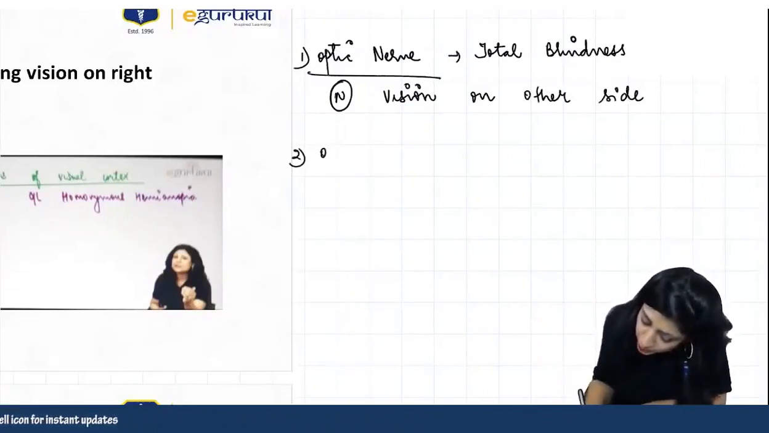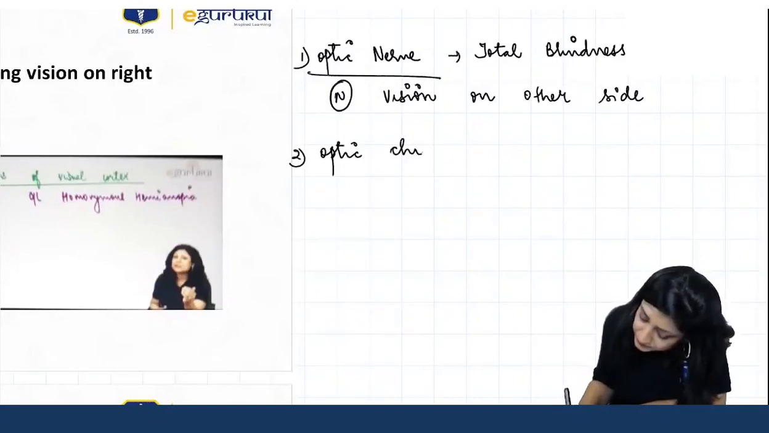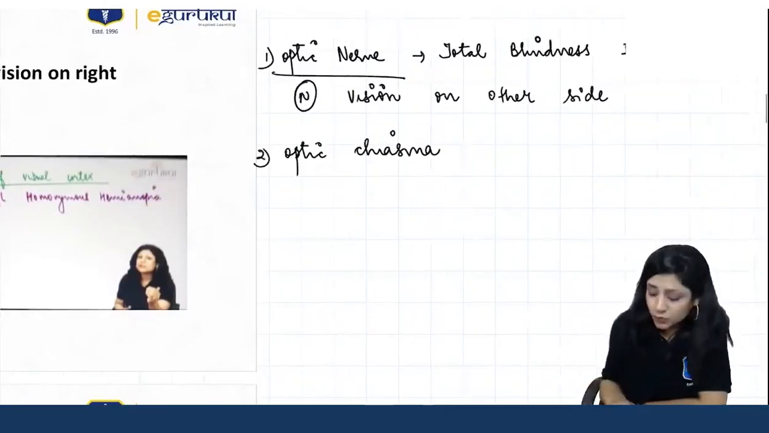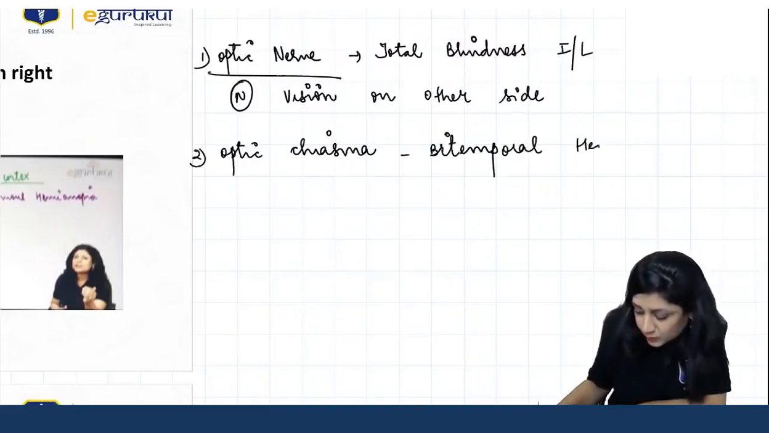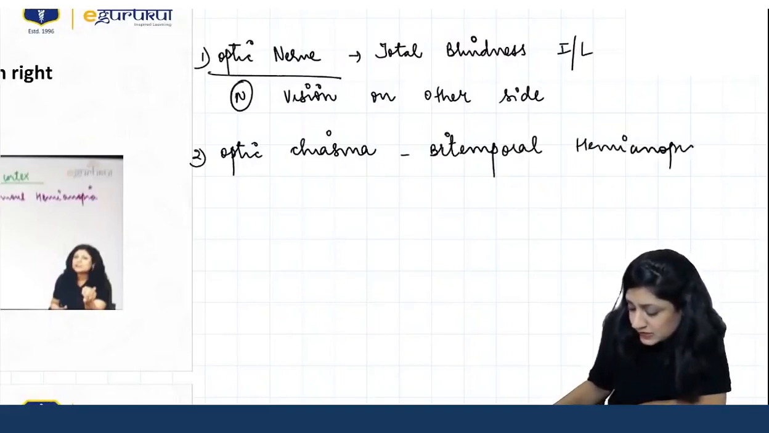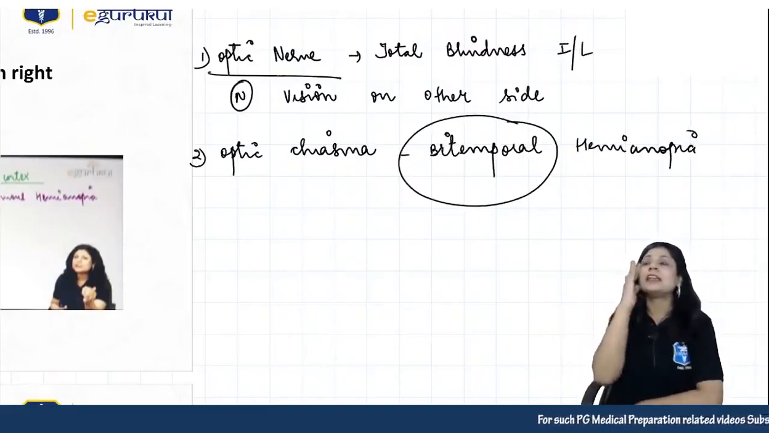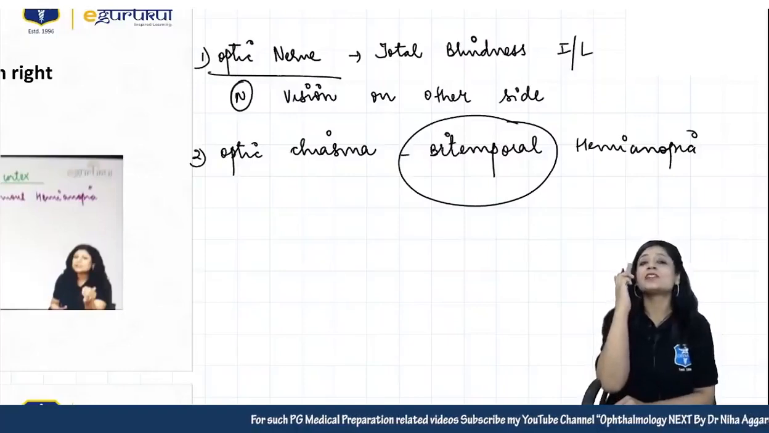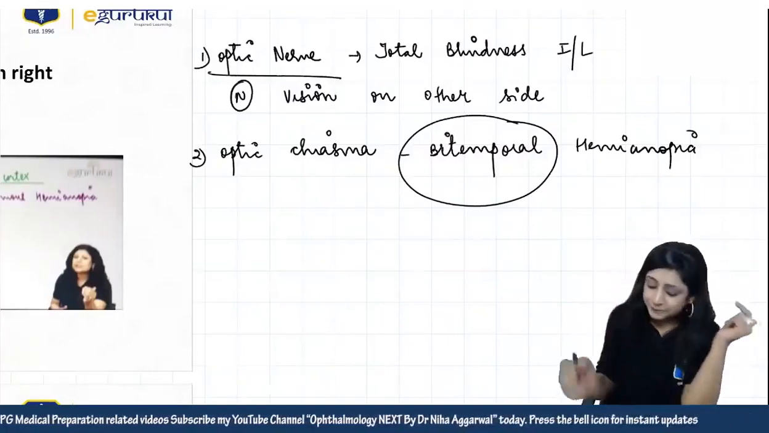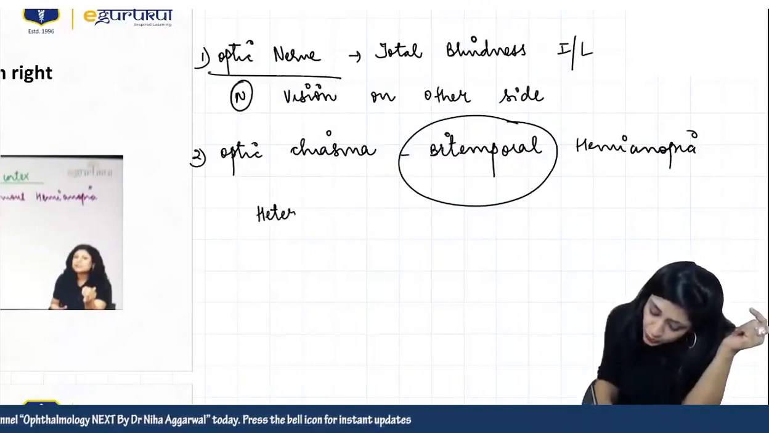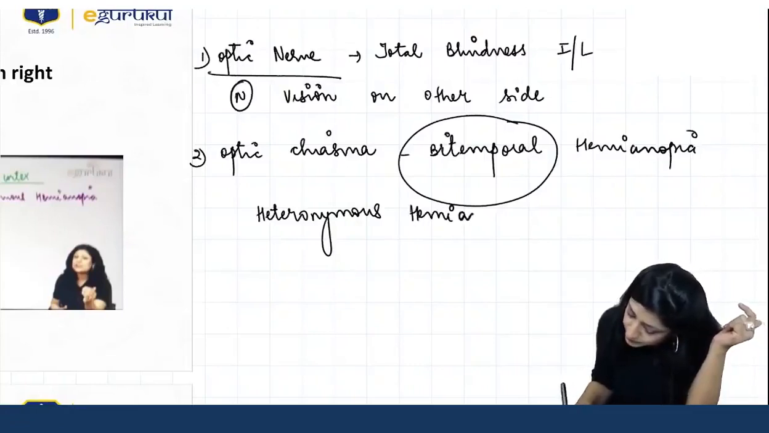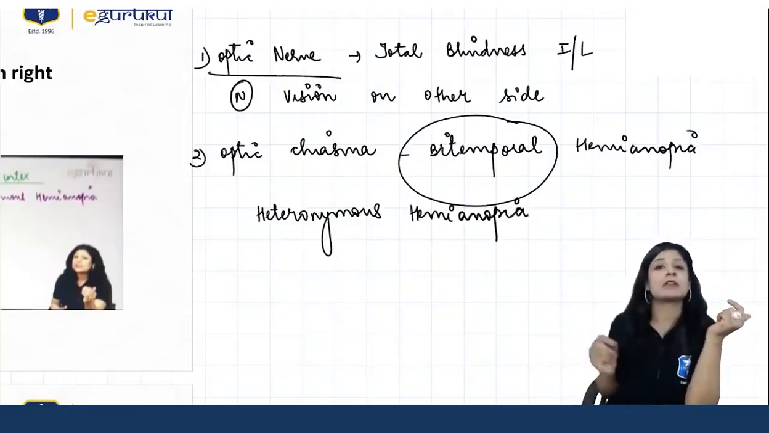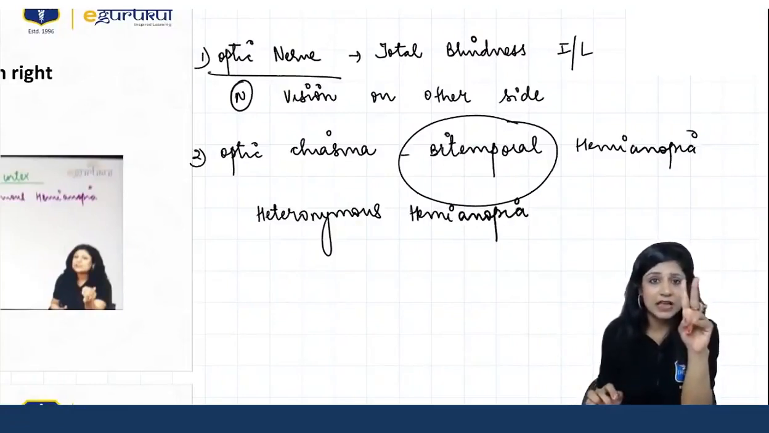Then when I go to the optic chiasma, in the optic chiasma, what do we get? We get bitemporal hemianopia. So it is not homonymous, it is actually bitemporal. So bitemporal means temporal of right eye is on the right side, temporal of left eye is on the left side. So this is heteronymous hemianopia. So answer is not optic nerve, answer is not optic chiasma.